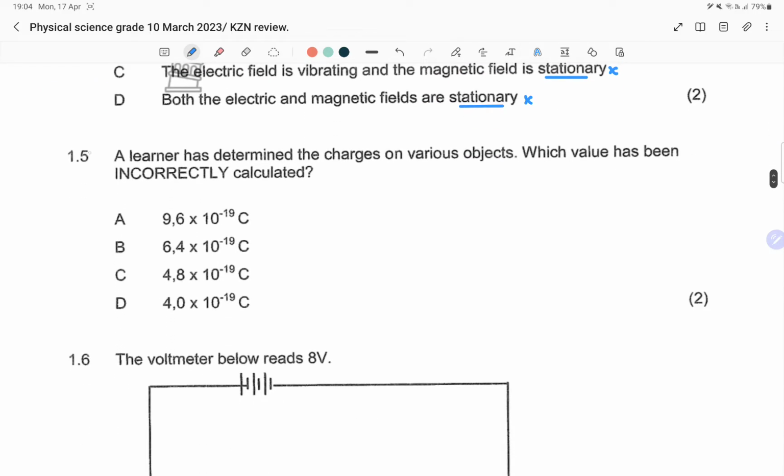Now let's do 1.5. It says now Elena has determined the charges on various objects. Which value has been incorrectly calculated? How would you know? Well, we know that the incorrect number here is not a multiple of 1,6 times 10 to the exponent minus 19 coulombs, which is the charge on an electron.